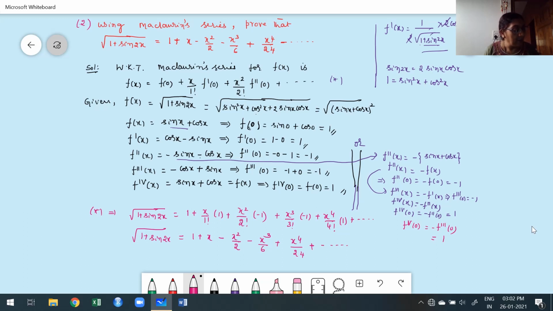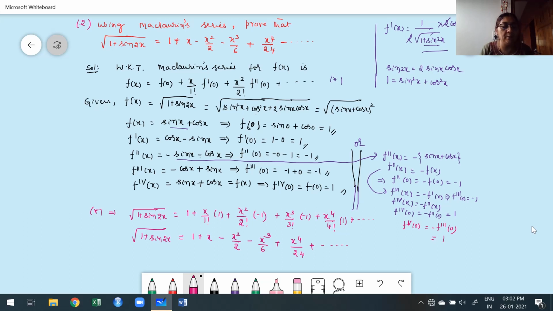I'm going to discuss two more problems in the next class. One problem I'm going to take for the Taylor series, and another problem for the Maclaurin series. After that, I'm going to derive one result, because that result is given in the Grewal textbook.